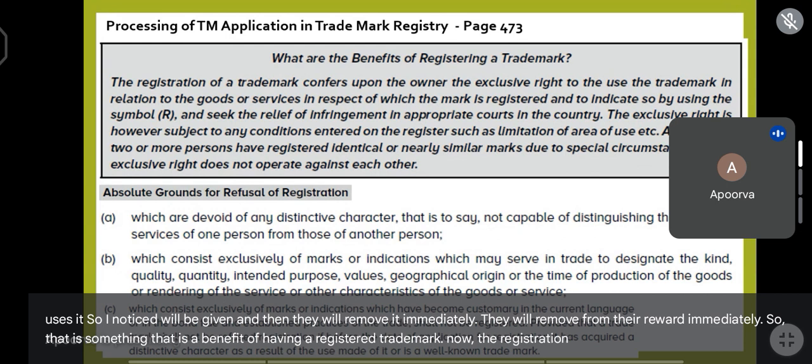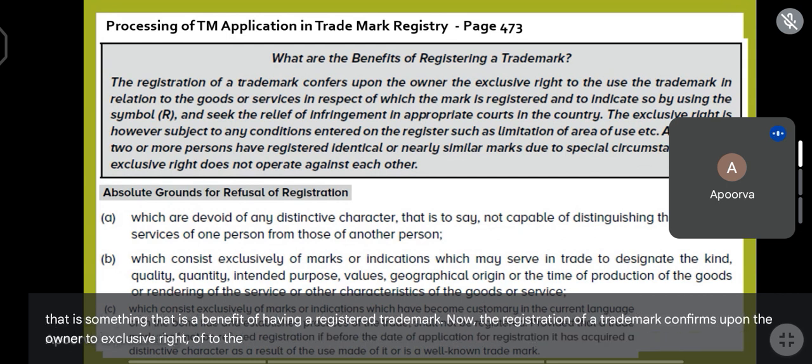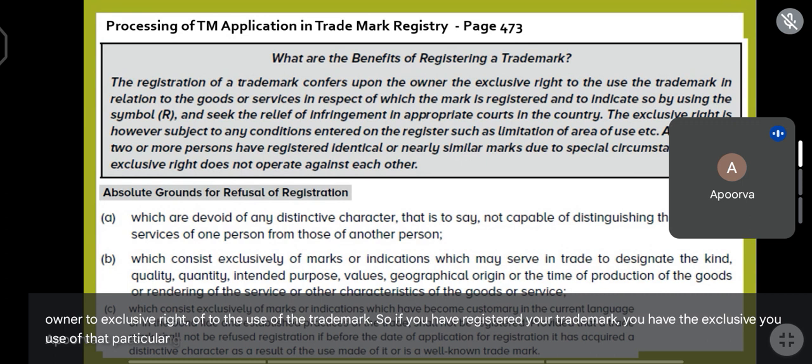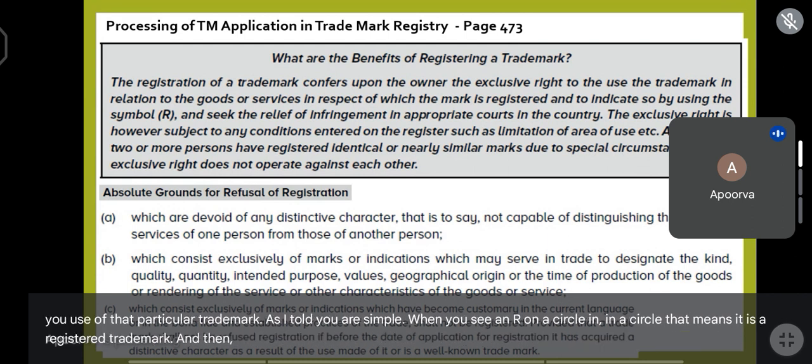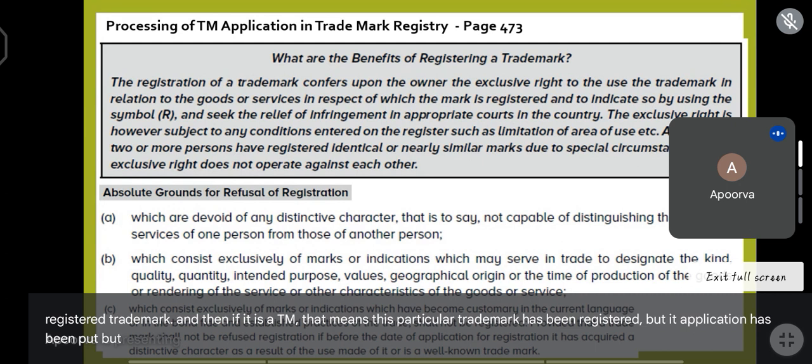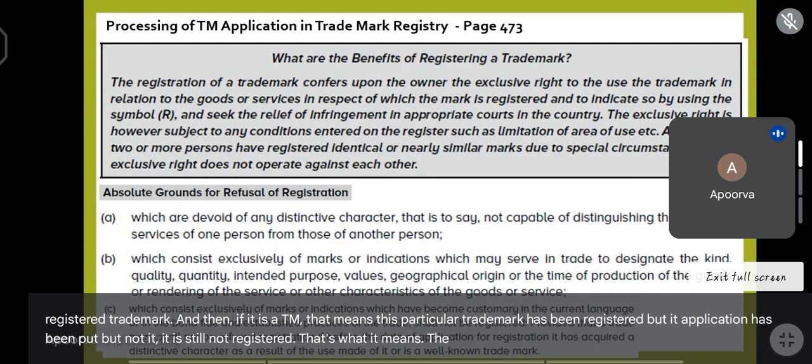Now, the registration of a trademark confers upon the owner the exclusive right to the use of the trademark. So if you have registered your trademark, you have the exclusive use of that particular trademark. As I told you, when you see an R in a circle, that means it is a registered trademark. And if it is a TM, that means the application has been put in, but it is still not registered. That's what the TM symbol means.